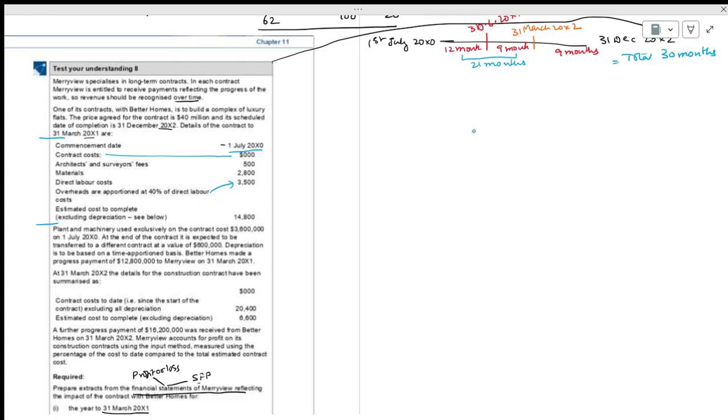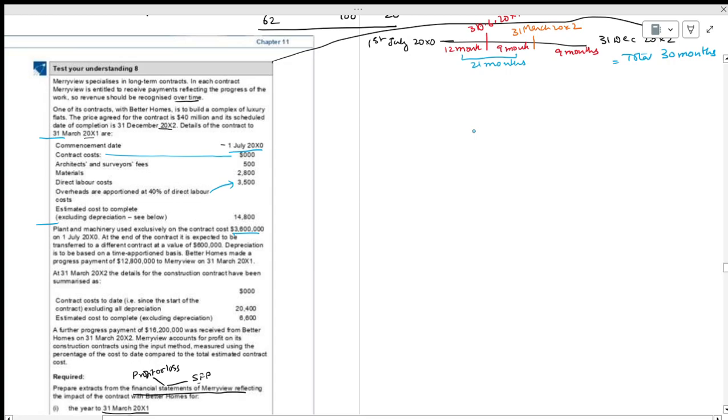It is how much? 3 million. At the end of the contract, it is expected to transfer to a different contract, 600. Depreciation is based on time apportion, on a time basis. 21 on time basis means you have to take 21 months, however you are working it out.